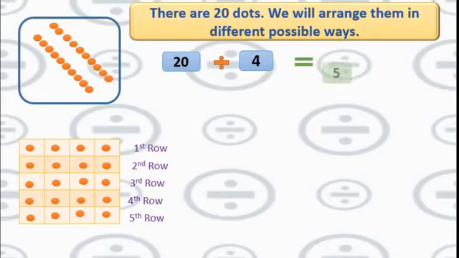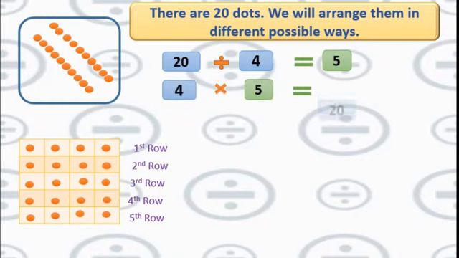Means 20 divided by 4. You know that 4 fives are 20. Means we got 5 rows. Isn't it? When we arrange these 20 dots in 5 rows, in one row there are 4 dots. Correct? Now we will write this 4 into 5. Correct? You know how to write 4 fives are 20.